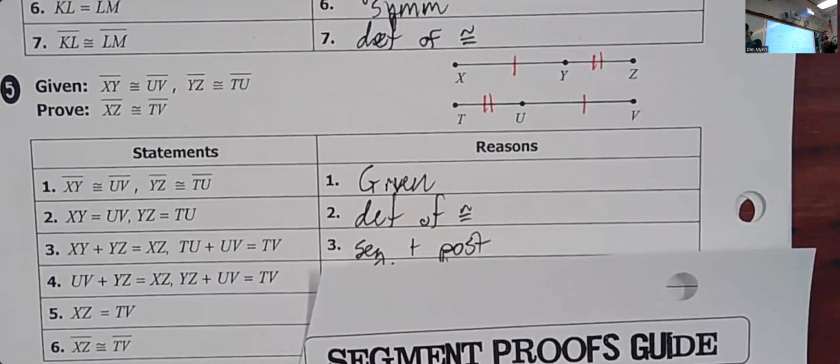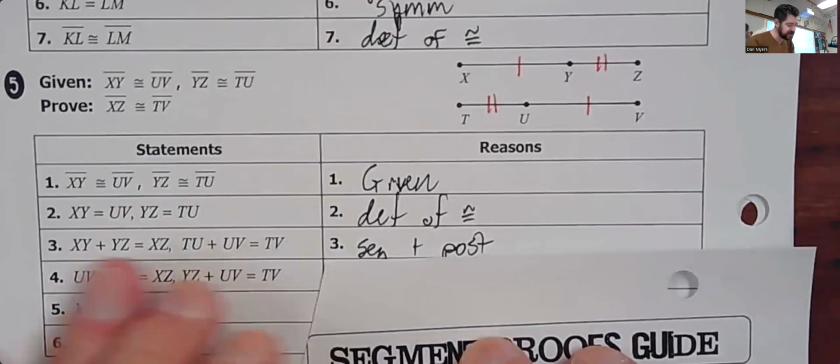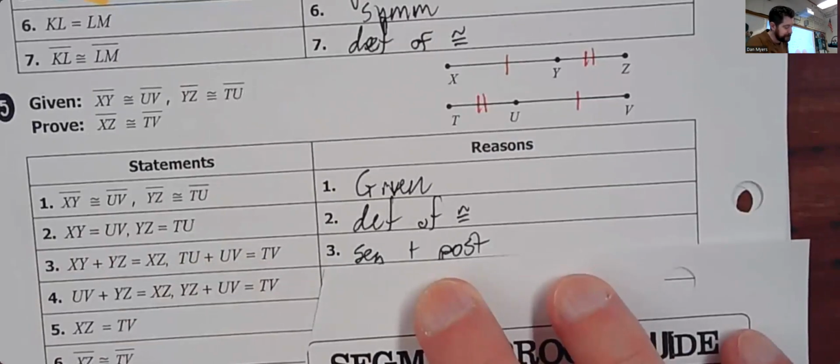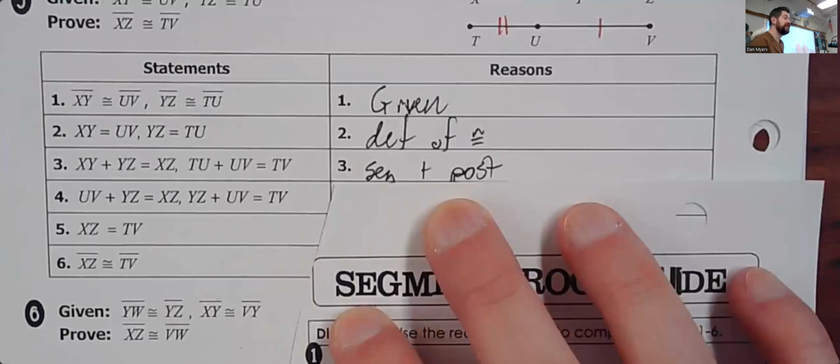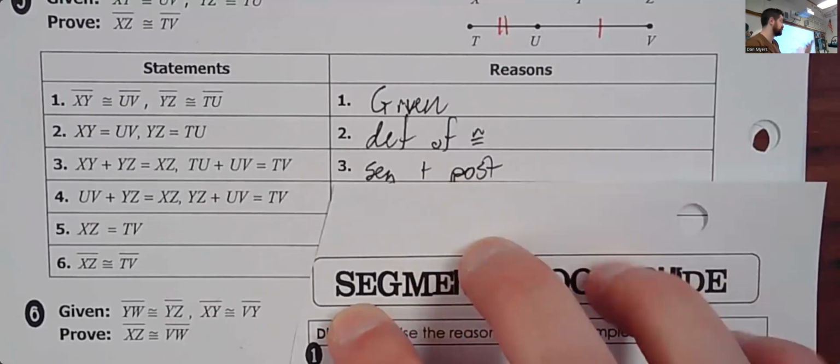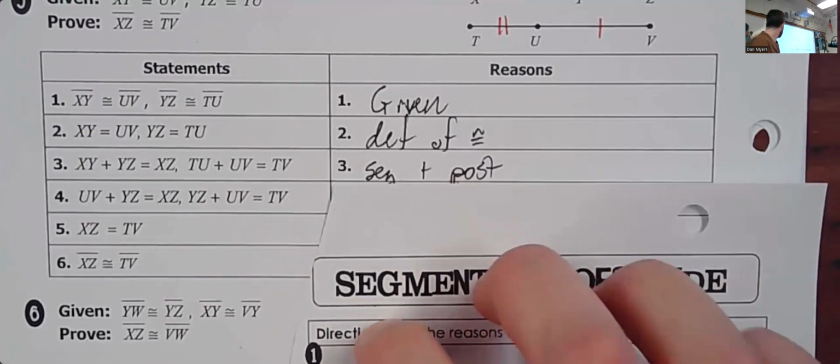All right. So let's see, we've used the segment addition postulate, we've used definition of congruence, we've used given. All right, what's next? Four is definitely not going to be the definition of congruence, which means it's either substitution or transitive. And this is where it gets a little bit tricky. We have to decide, is it substitution or is it transitive? Say transitive?